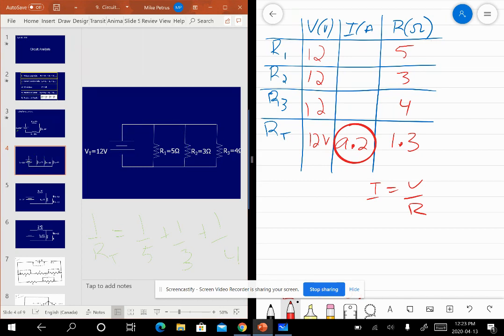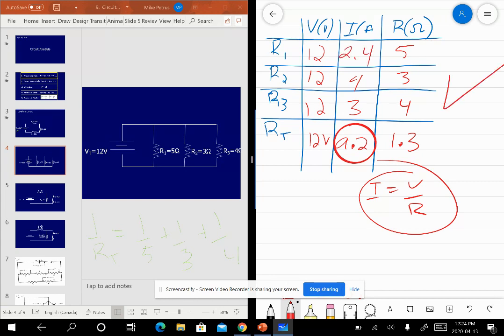So now I've got all the voltages, and I can find the currents just by applying this formula here again. 12 divided by 3 is 4, 12 divided by 4 is 3, and 12 divided by 5 is 2 point something. I don't know. It's 2.4. And then this circuit is solved. That's how you do a series circuit, parallel circuit.